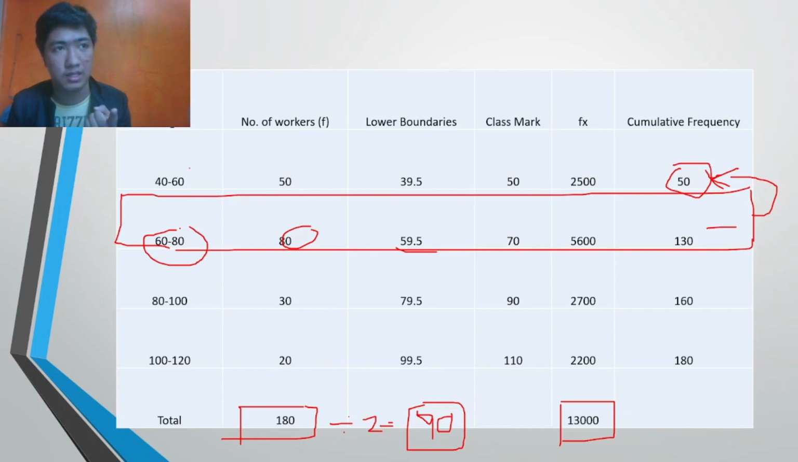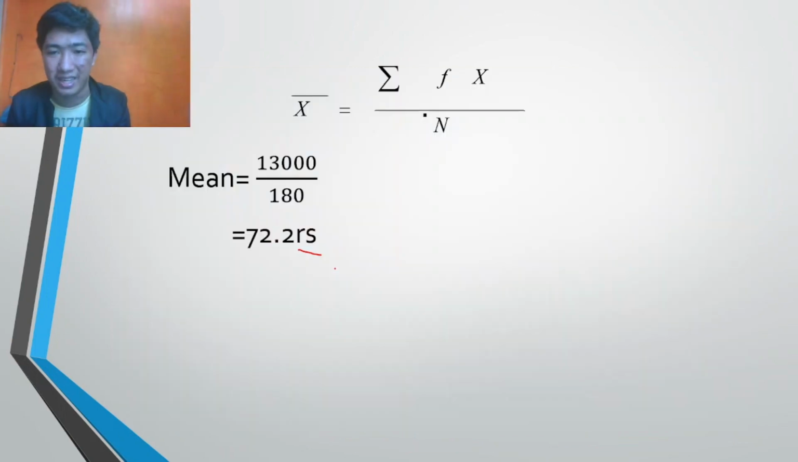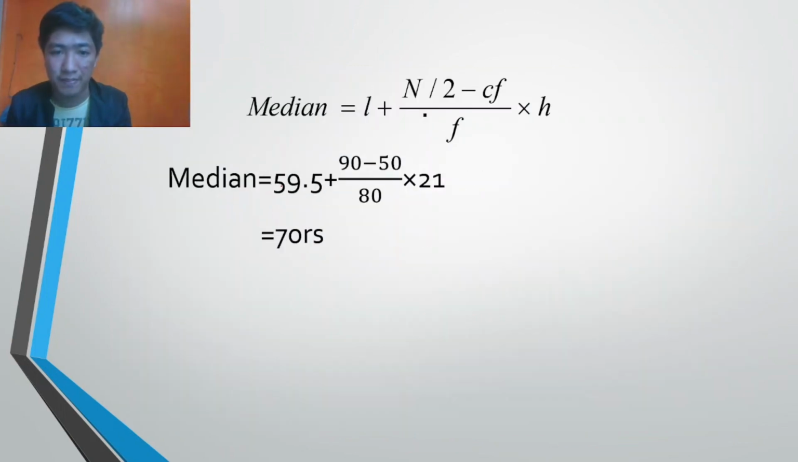So 60, 1, 2, 3, 4, 5, 6, 7, 8, 9, 70, 71, 72, 73, 74, 75, 76, 77, 78, 79, 80. So that's 21 counts. So that's our height or width. Yeah, it's width. Now just plug in the values. Then we got our median of 70 in Rs.